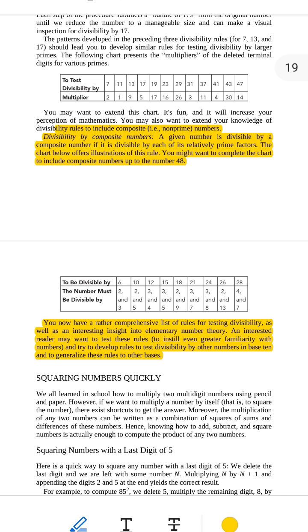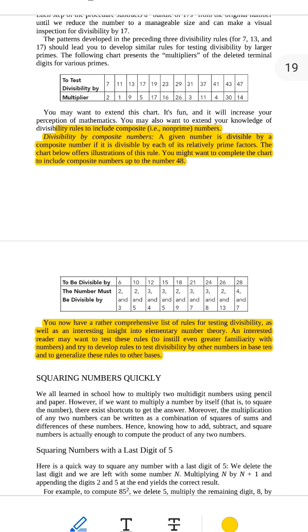2. Check if 36 is divisible by 4. Look at the last two digits, 36. Since 36 is divisible by 4, 36 meets this condition. 3. Since 36 is divisible by both 3 and 4, 36 is divisible by 12.